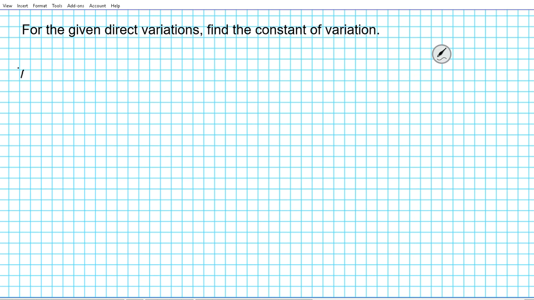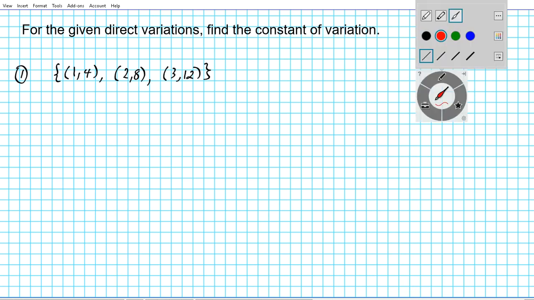Question number 1. Let's say we have a direct variation presented in a numerical format as a set of ordered pairs. So let's say we have (1, 4), (2, 8), and (3, 12). First of all, how do we know for a certainty that this is a direct variation? All direct variations presented as ordered pairs have a unique relationship between the x and the y coordinates.